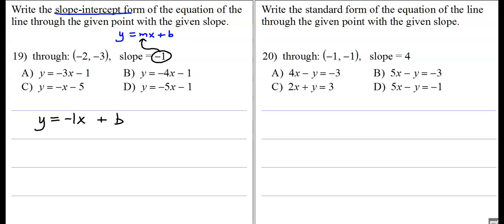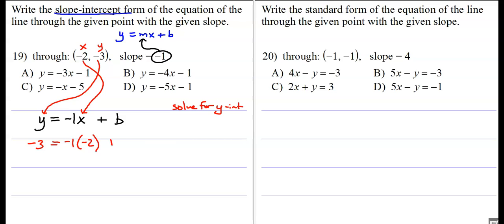They don't give me the y-intercept. So I'm going to do what's called solve for b. So I'm going to solve for the y-intercept because they do give me an x and a y that live on the line. So I know it makes the equation true. So let's substitute the y value in. And let's substitute the x value in. And let's see what b makes that work. So I get -3 equals 2 plus b. And to find out what b is, subtract 2 from both sides, and you'll get b equals -5.